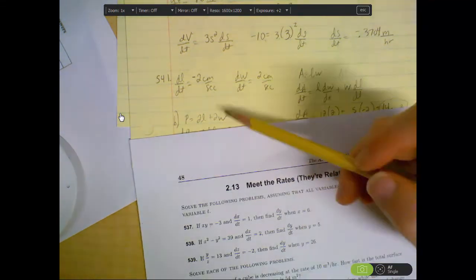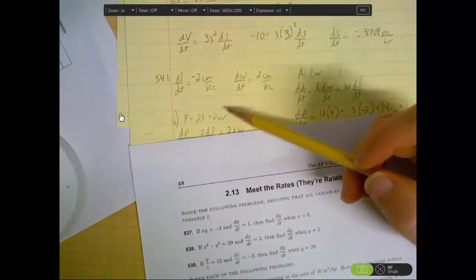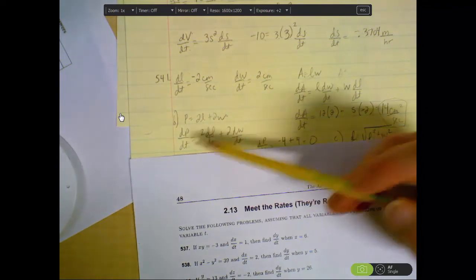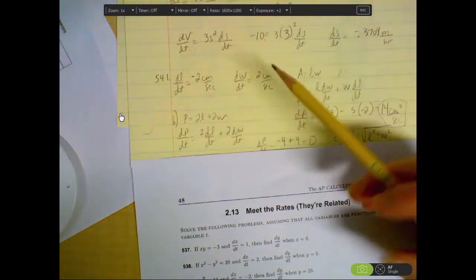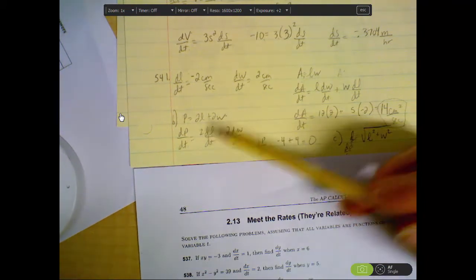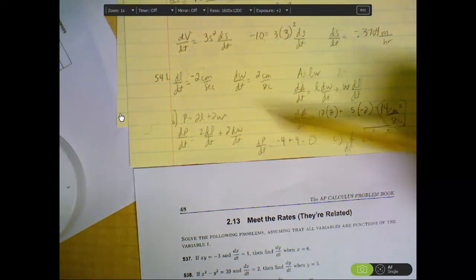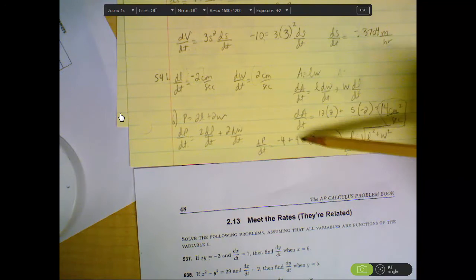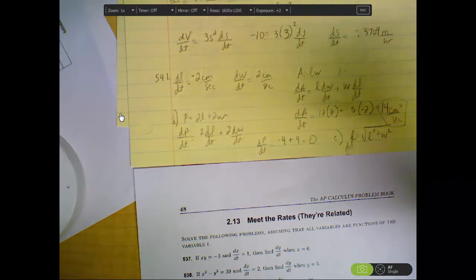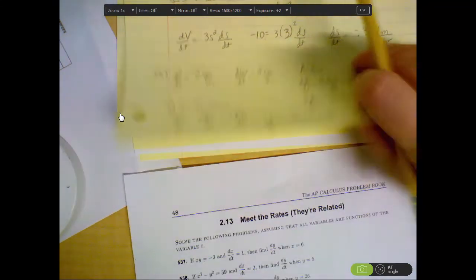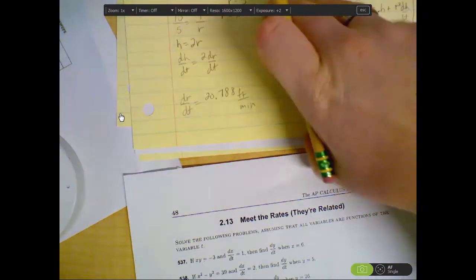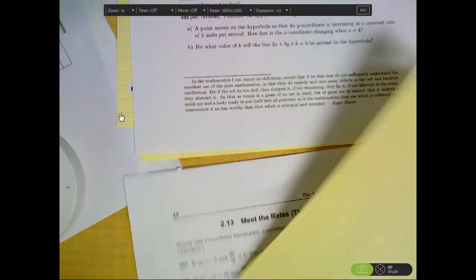Now we're going to go to the perimeter. 2L plus 2W, so the derivative: dP/dt is 2 times the derivative of the length plus 2 times the derivative of the width. Plug in your numbers. 2 times -2 is -4. 2 times +2 is +4. So the perimeter is changing. It's not changing. The perimeter is not changing. And then finally, to do the derivative of the diagonal, we need the Pythagorean theorem.